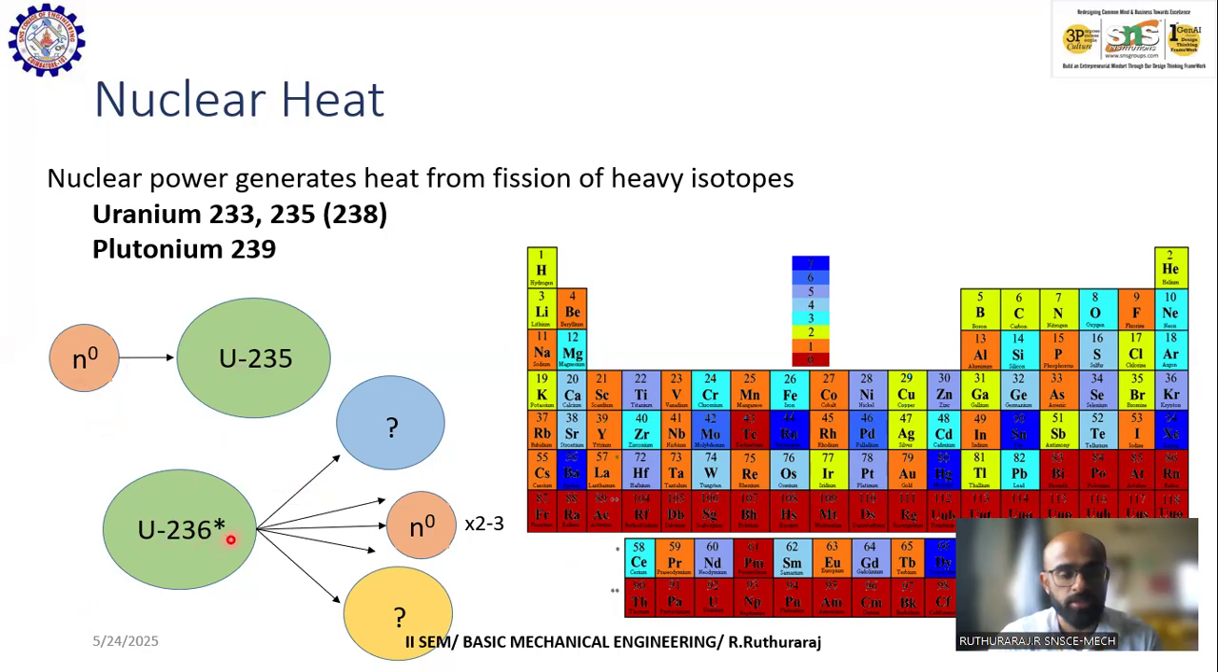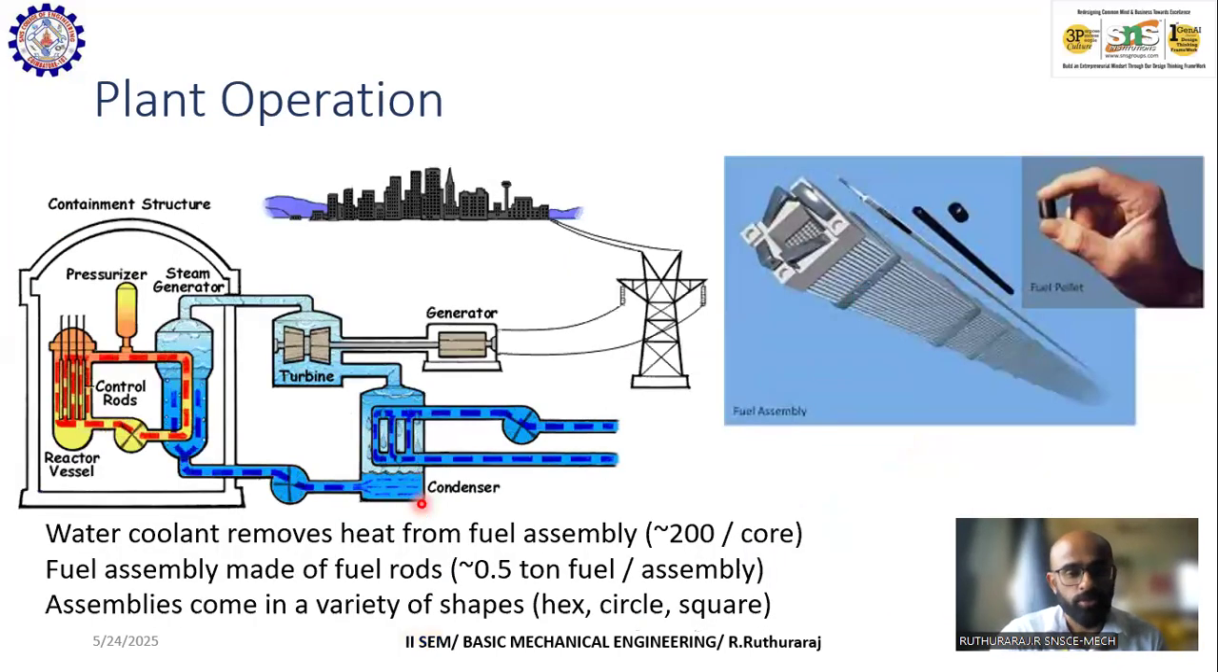This uranium 236 will in turn break into two parts, namely plutonium and thorium, based on the reaction, and neutrons will be liberated. These neutrons will strike other uranium 235 atoms, setting up a chain reaction. That is called a nuclear chain reaction. Because of this, heat is liberated. Here, the nuclear reaction will take place and the heat will be generated.